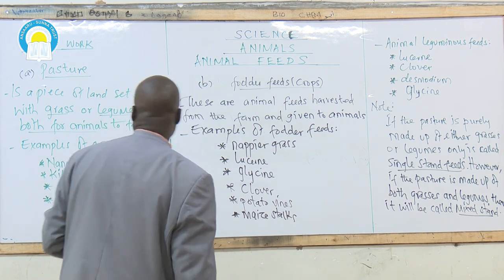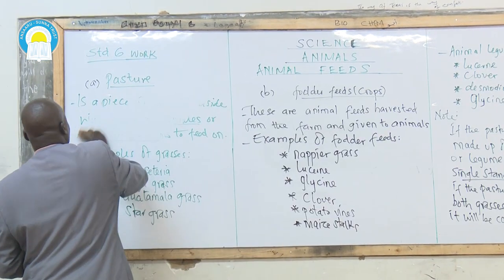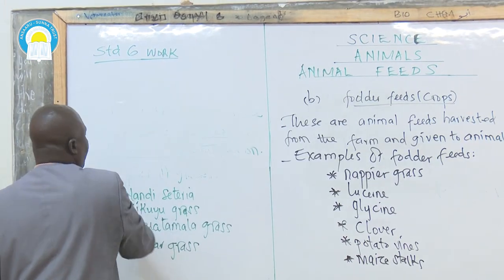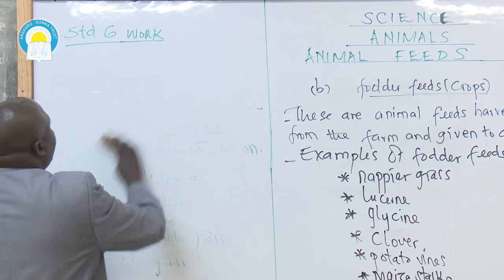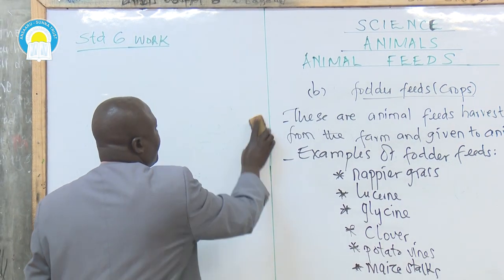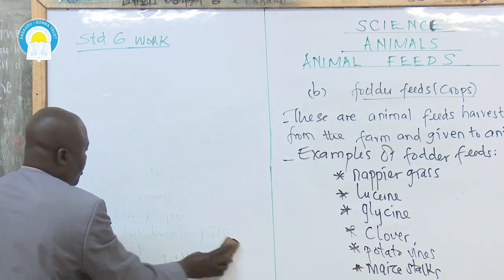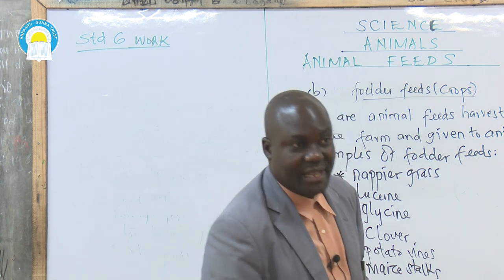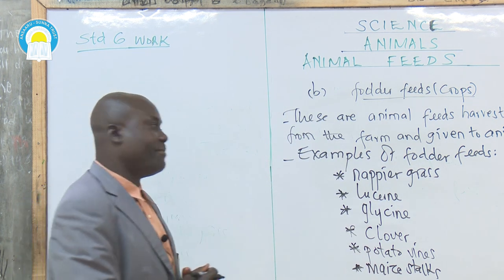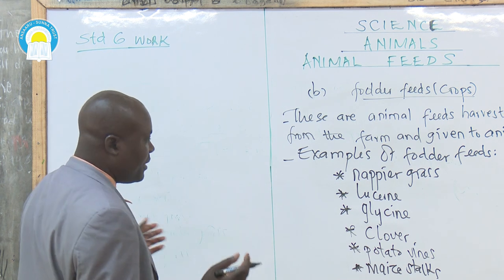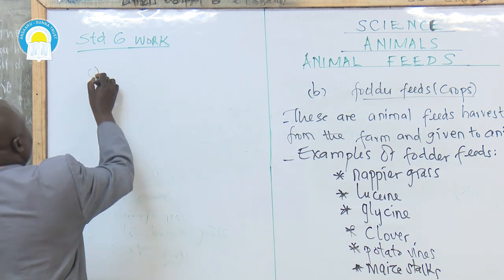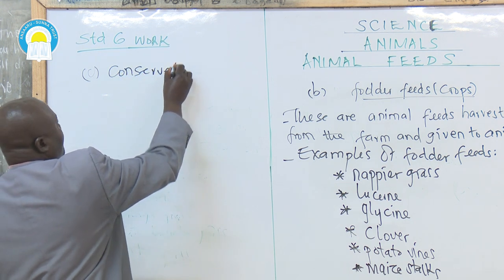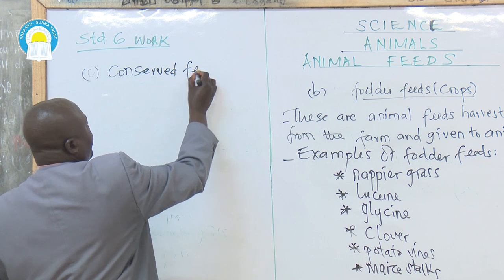Let's go to number C. Because we have talked about pasture, we have talked about fodder feeds, let us come to what we call conserved feeds. And remember, many times they have brought that question in the exam, KCPE, because it's a very, very important part of it. That's number C, conserved feeds.